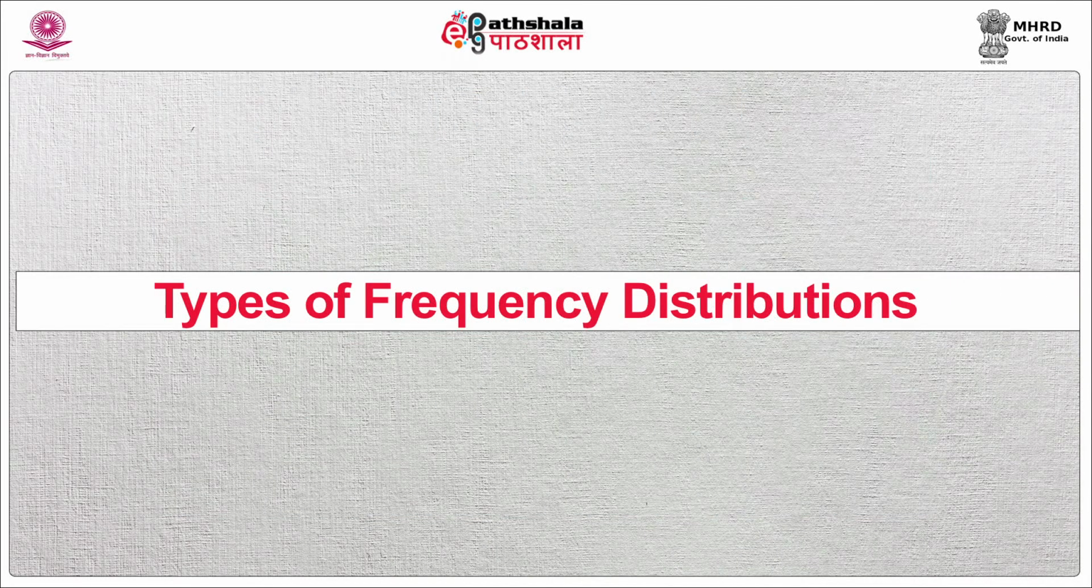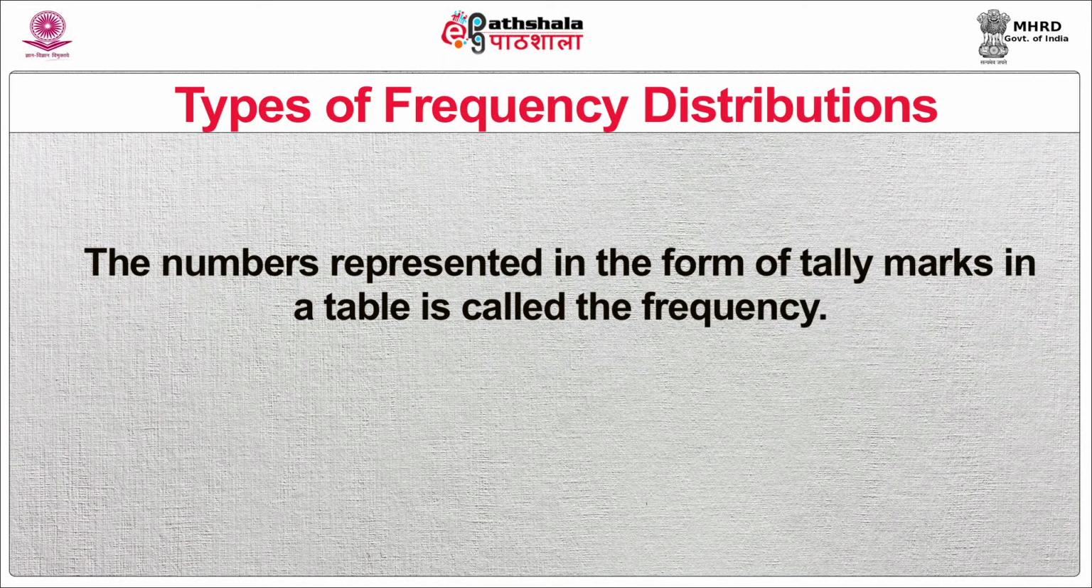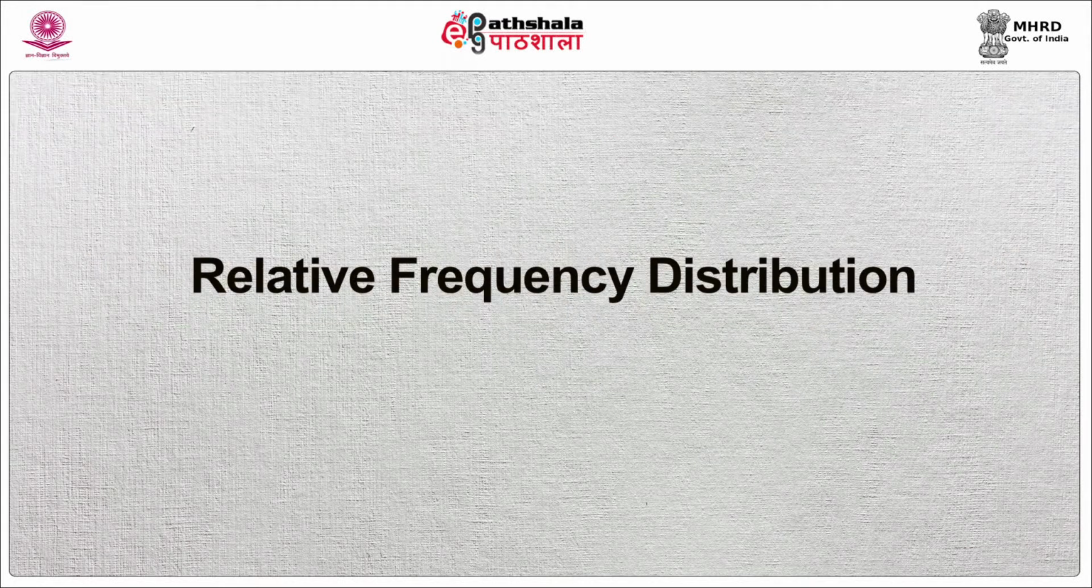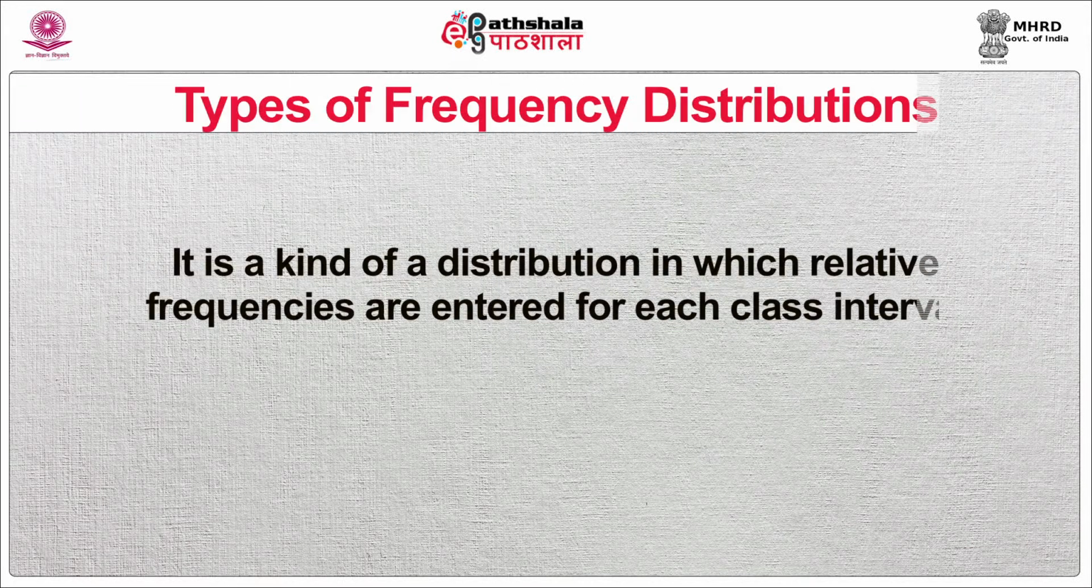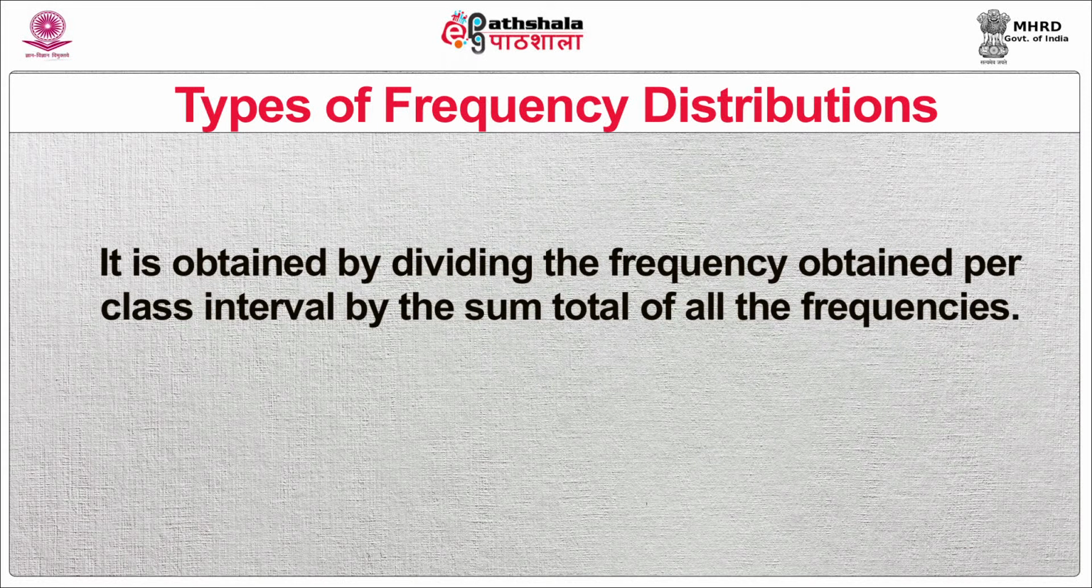Then is the frequency distribution again. The numbers represented in the form of tally marks in a table is called the frequency. Relative frequency distribution is a kind of distribution in which relative frequencies are entered for each class interval. It is obtained by dividing the frequency obtained per class interval by the sum total of all the frequencies.